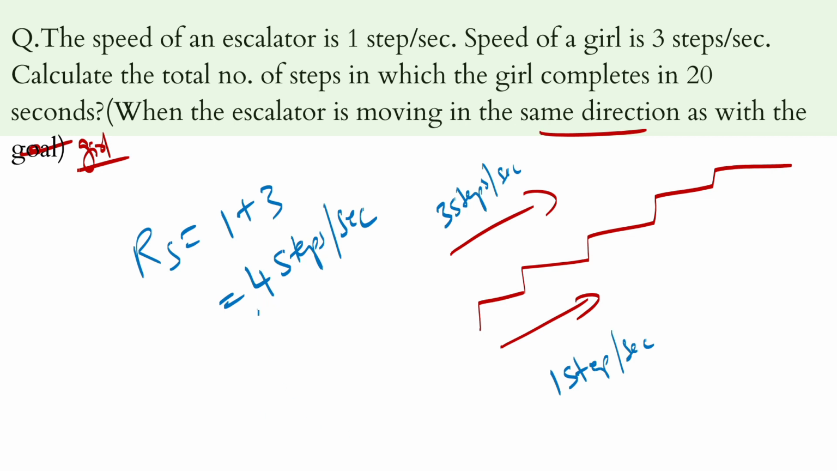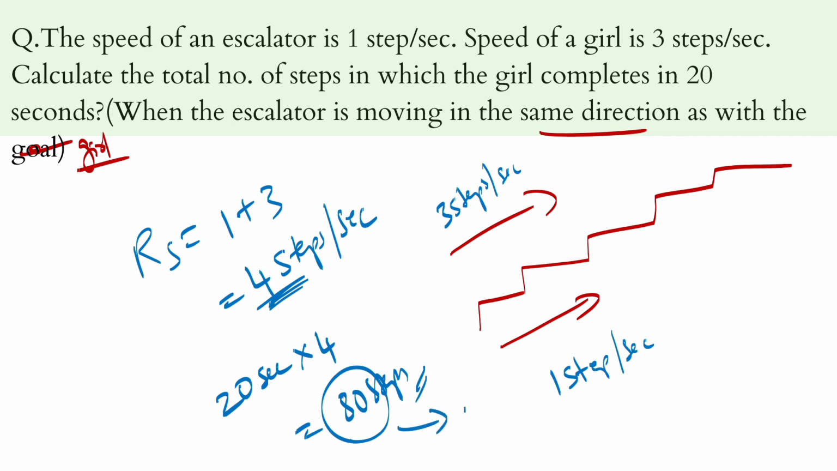So if she covers 4 steps in a second, in 20 seconds she can cover 20 into 4, that is 80 steps, right? Now how did we arrive at this 80? 80 is a combination of 60 steps plus 20 steps.